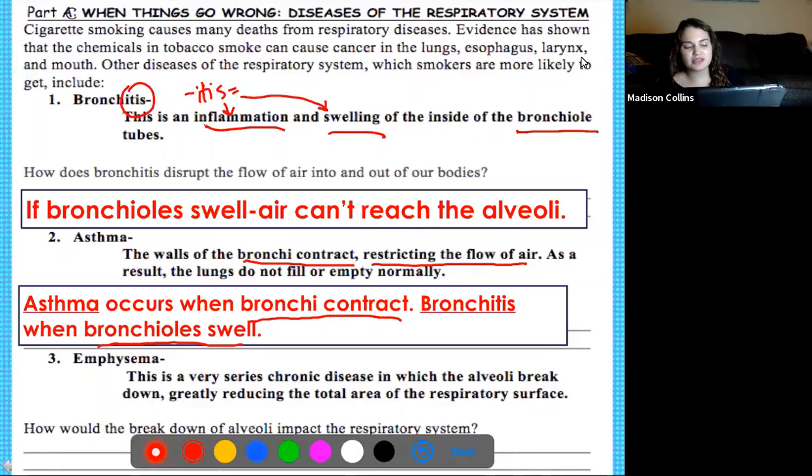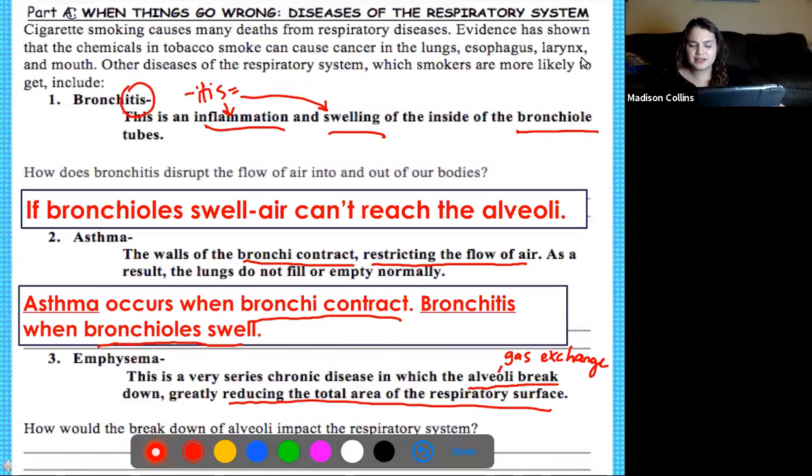All right, and the last thing we need to know about is something called emphysema. Now, this is a very serious chronic disease in which the alveoli break down, which is going to reduce the total area of the respiratory surface. Again, this is where gas exchange takes place. So if your alveoli aren't working, gas exchange can't happen. And there's going to be some serious problems associated with that.